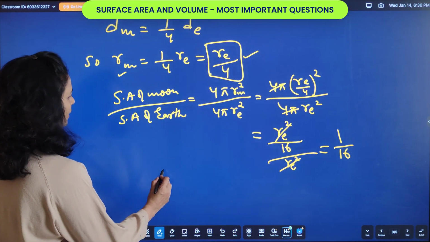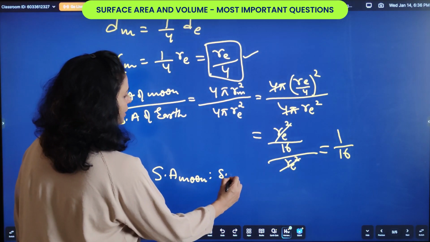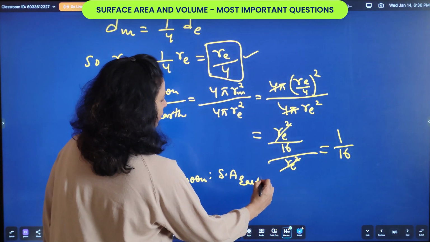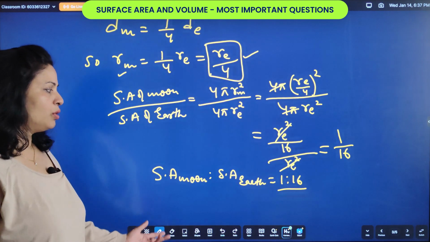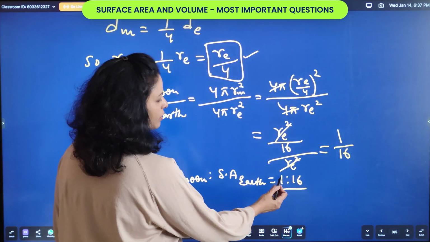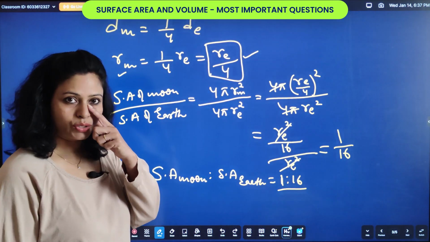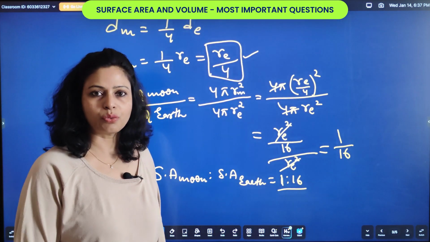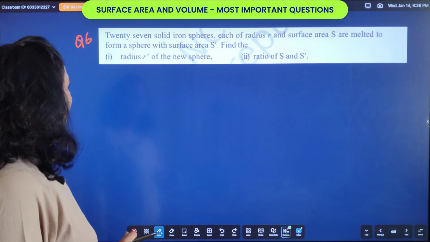So we can say that surface area of the moon is to surface area of the earth. We got 1:16. Okay, so the ratio, obviously the surface area of the moon is very small compared to surface area of the earth. So ratio will be 1:16. This is a ratio question, very good question on this. So let's see question number 6 now.